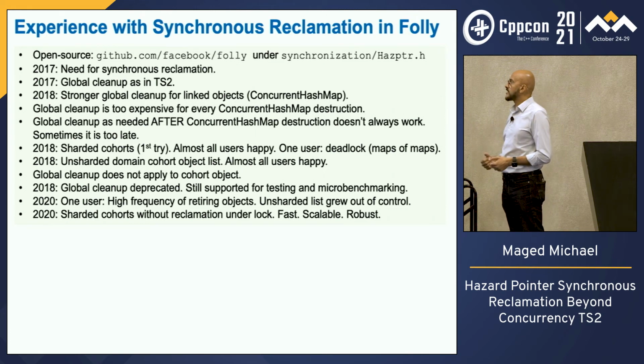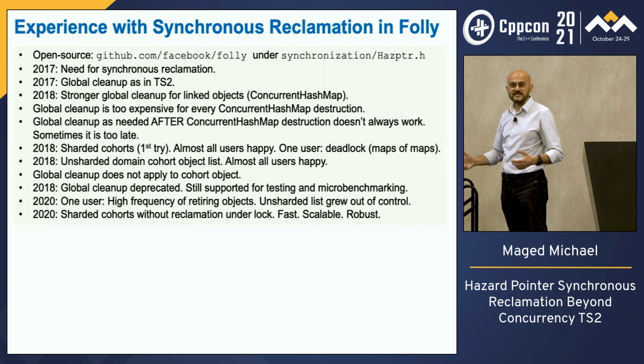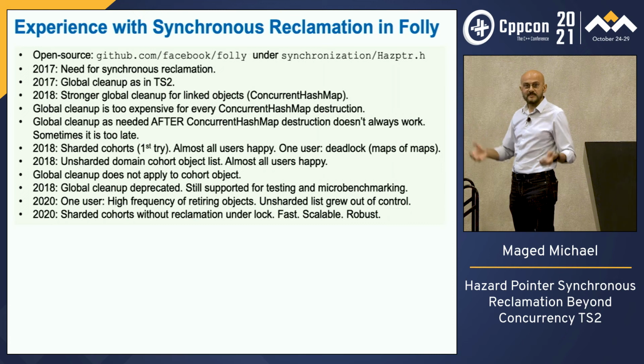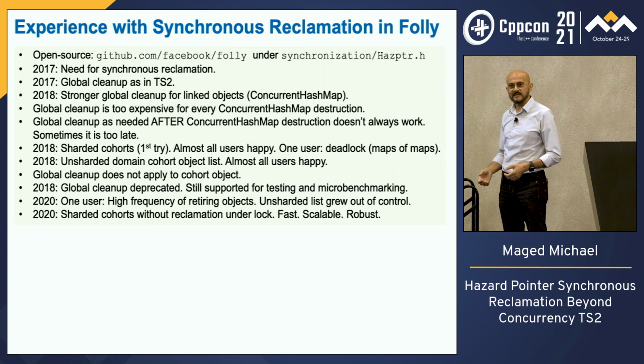So that prompted the development of sharded cohorts in the first try. Everybody is happy, but then one user said, I'm getting deadlock because they are using maps of maps of maps. So now we have to backtrack and say, okay, let's make the list unsharded. And people were happy with it for a long time. And actually, we migrated from global cleanup. It's almost like it is deprecated effectively. It's only used for micro benchmarking and testing.